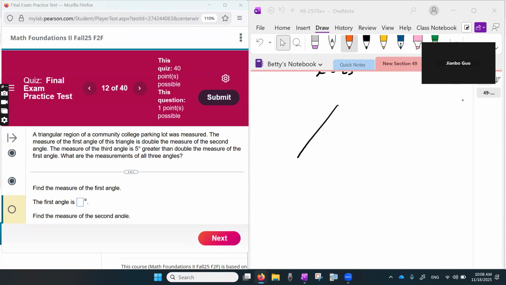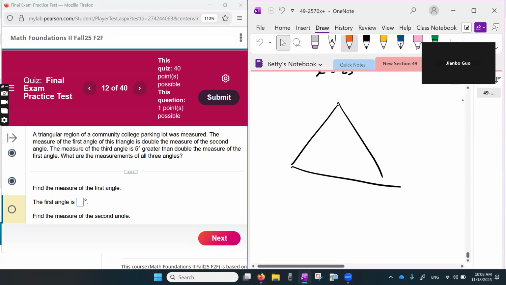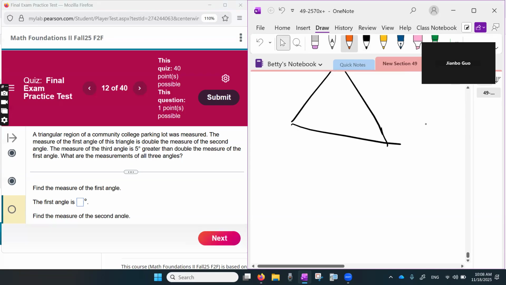I remember this problem. From chapter 2. So I'm going to write angle 1, angle 2, angle 3. We're going to use x to represent one of the three angles.